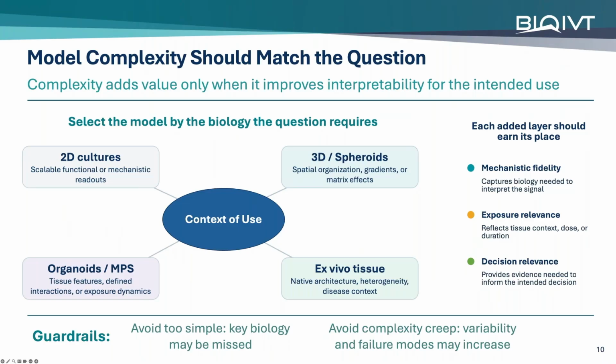Because complexity has a cost. It can be biologically informative, but it can also reduce throughput, increase variability, complicate analysis, and introduce new failure modes. So there are two guardrails. We don't want a model that's so simple that it misses the essential biology, but we also want to avoid complexity creep. Adding features simply because they're technically possible rather than because they materially improve the evidence shouldn't be the approach either. The objective is not to maximize complexity, it's the right biological complexity for the context of use.